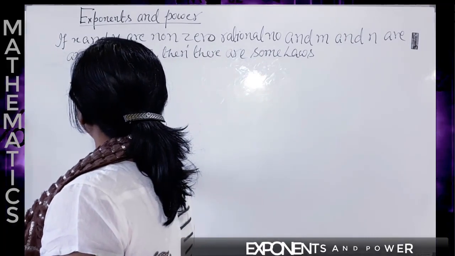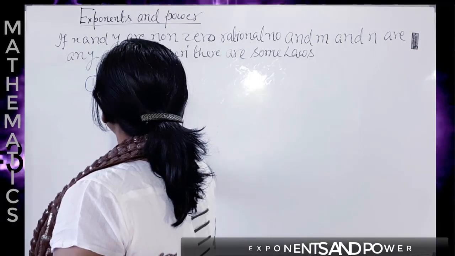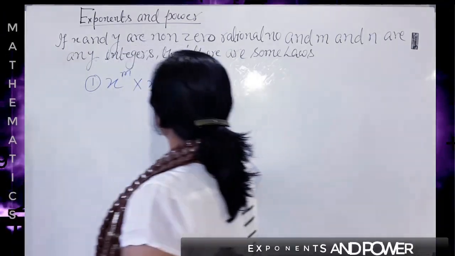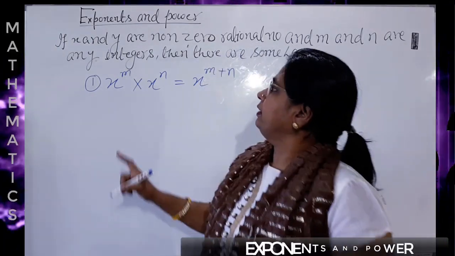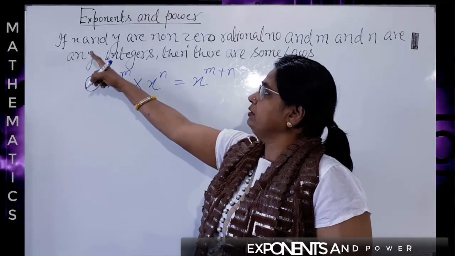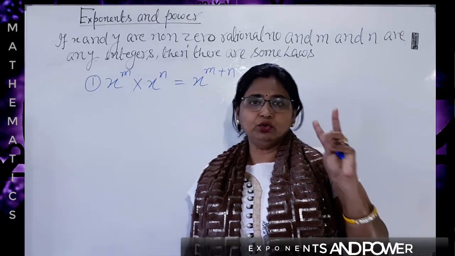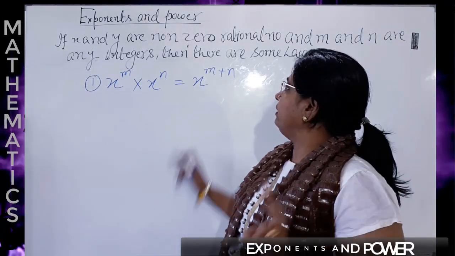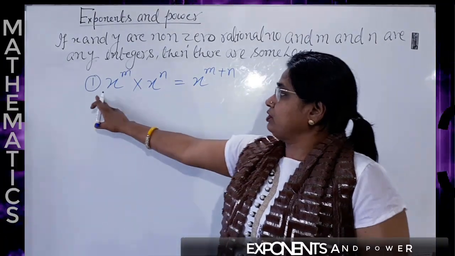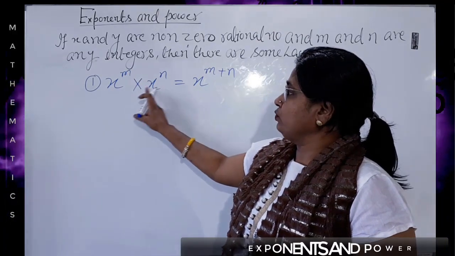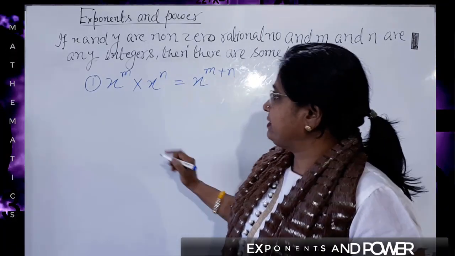Your first number is x to the power m into x to the power n is equal x to the power m plus n. Already I have supposed x and y are non-zero rational numbers and m and n are integers. Then first law is x to the power m into x to the power n is equal x to the power m plus n.